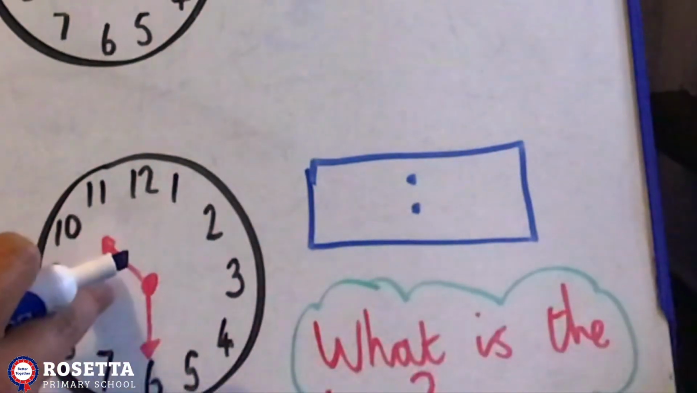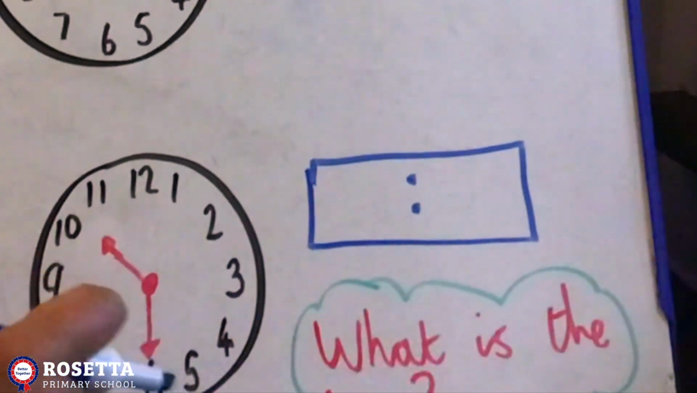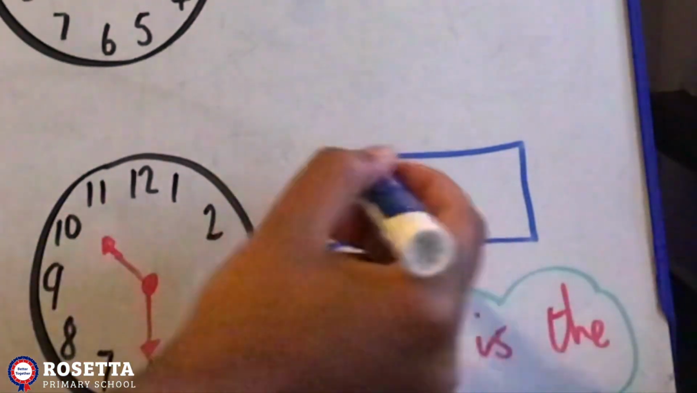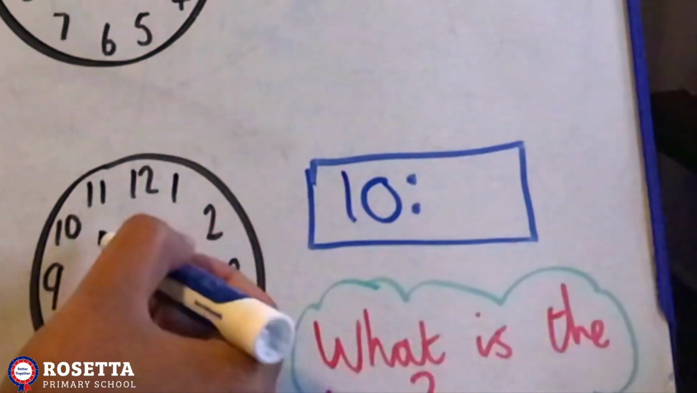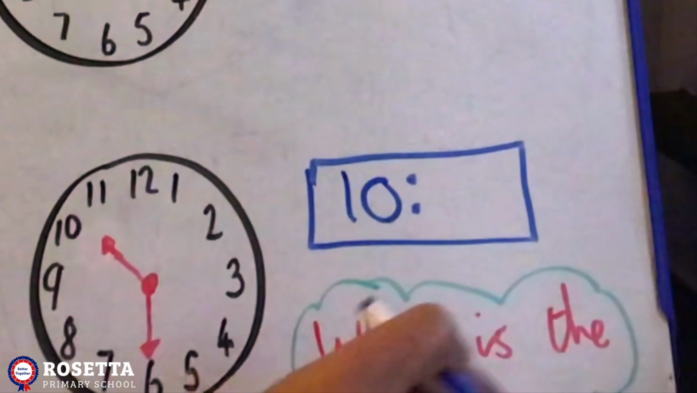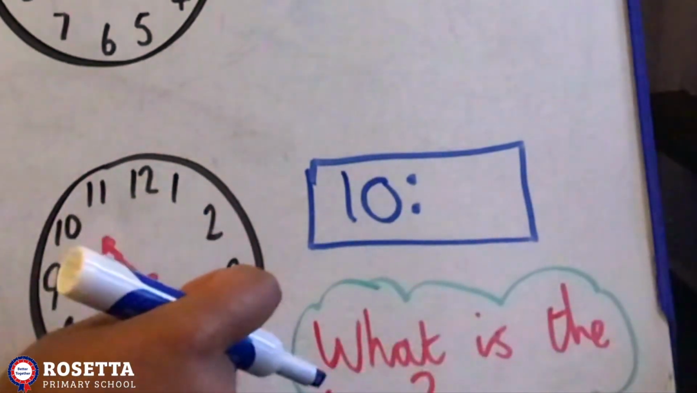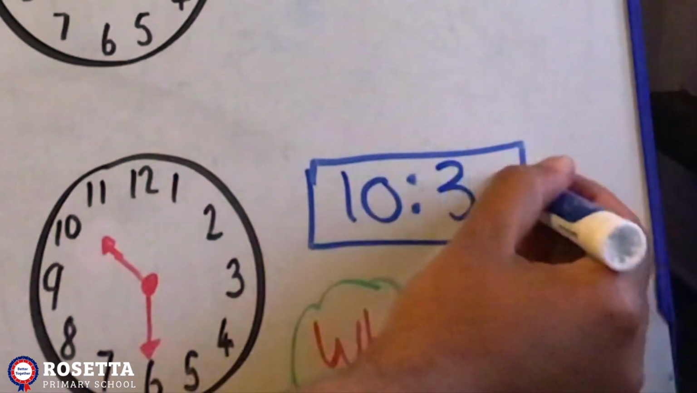Now over here, a little bit trickier. We've got our hour hand in between 10 and 11, and we've got the minute hand at 6. So we've got 10, because it's not gone to 11 yet, and it's not at 10, or it's not below 10. Okay, it's in between. And how many minutes is that? If we're not sure, let's count it. 5, 10, 15, 20, 25, 30.